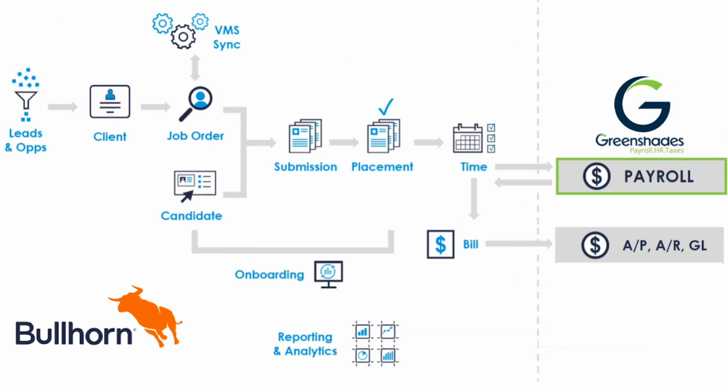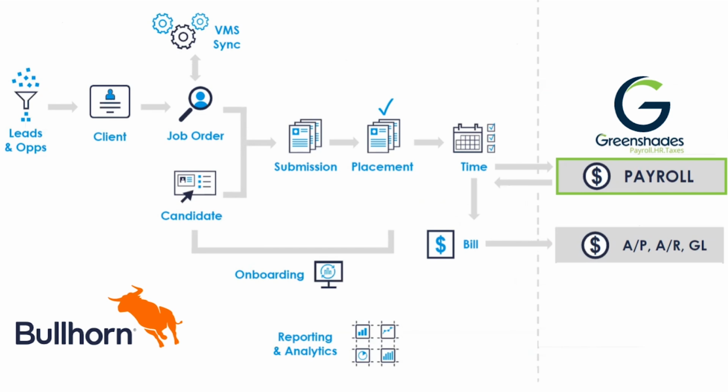Additionally, as those workers are paid, specifically as we are collecting time from our workers through the variety of means that we can collect time through Bullhorn One, or if we're even just creating manual transactions, all of those payable charges that are added within Bullhorn One will flow directly into the payroll application from Greenshades.